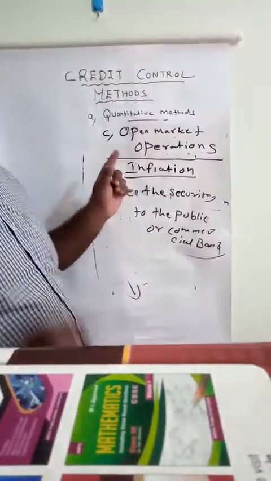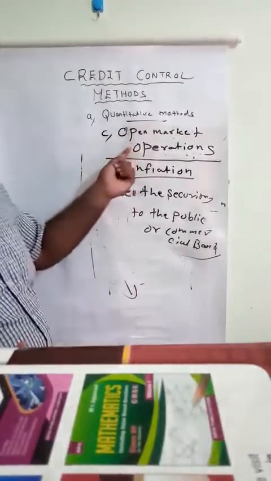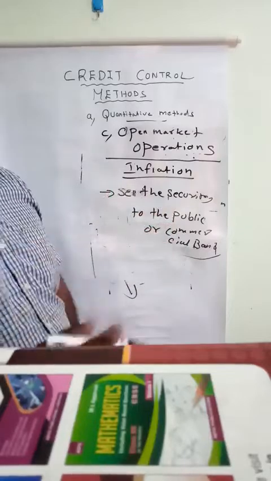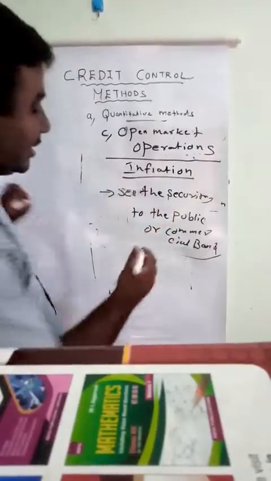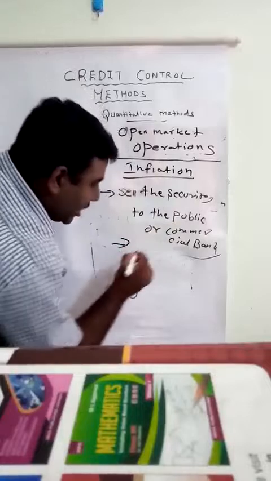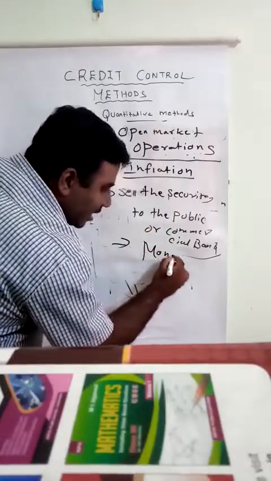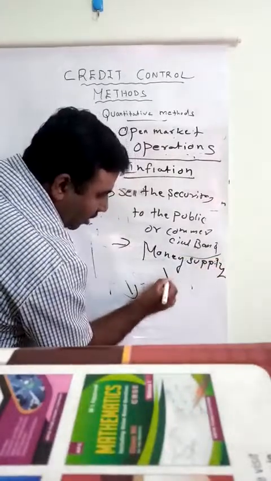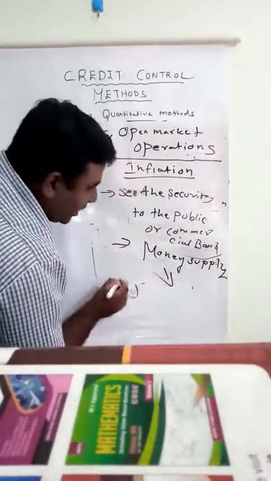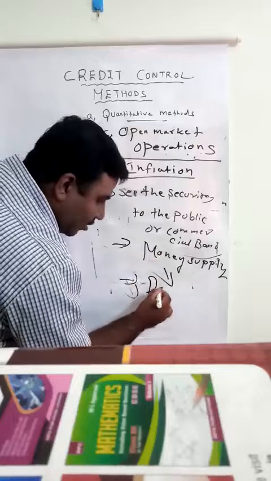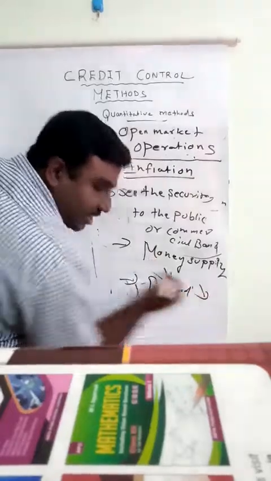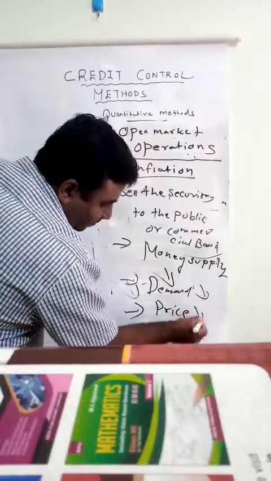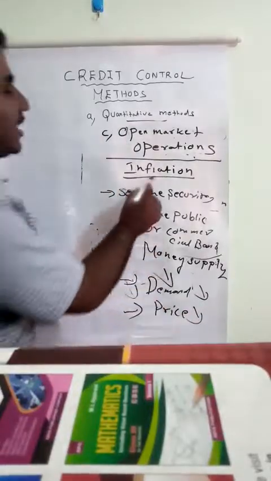So at the time of inflation, the central bank sells the securities to the public or commercial bank. When they sell the securities to the public or to the commercial bank, what will happen in the economy? The money supply in the economy will fall. When the money supply falls, we know the demand in the economy will fall. When the demand falls, the price will come down. This is what happens at the time of inflation.